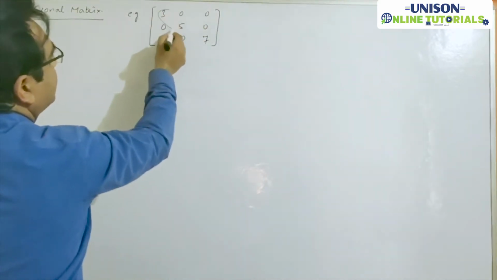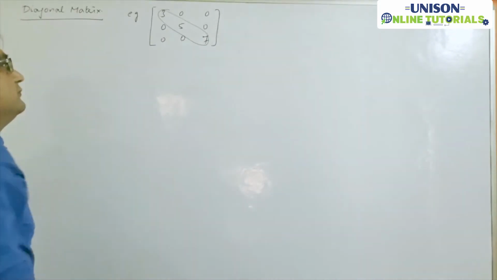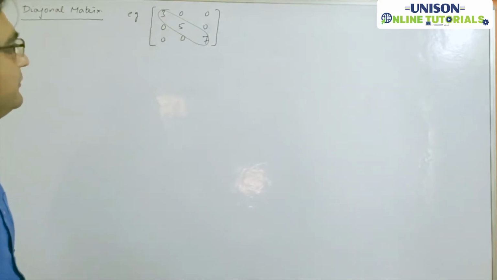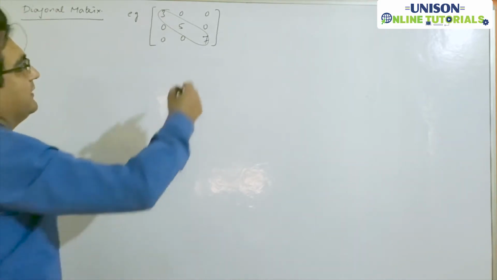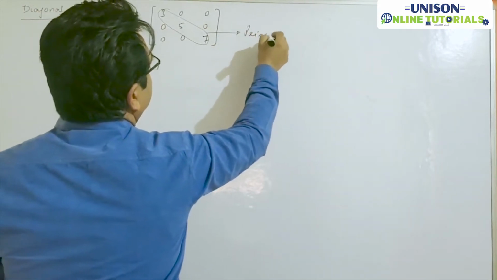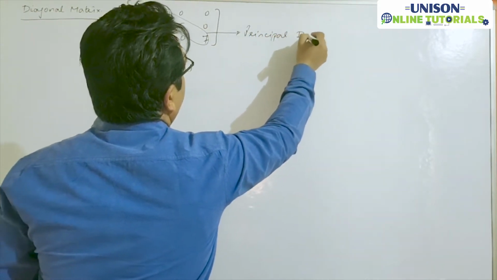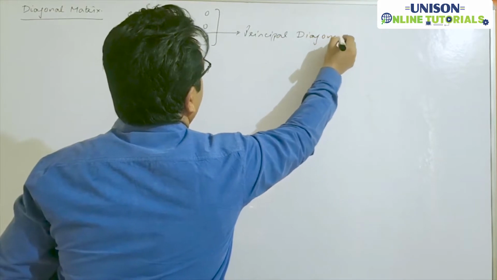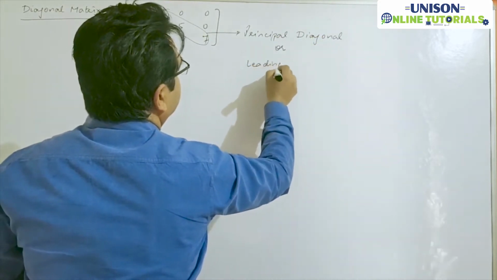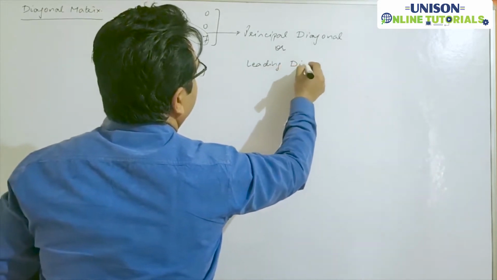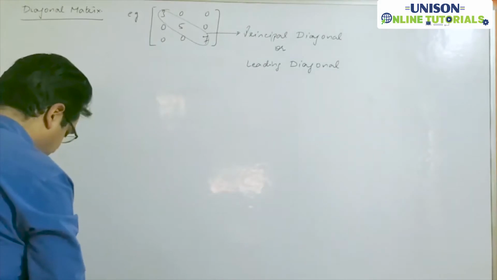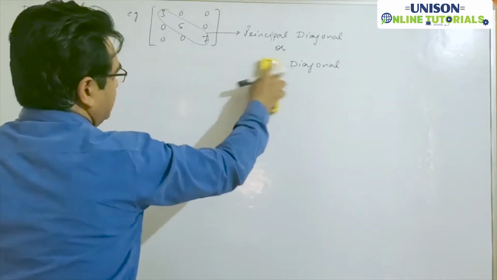So this is called a diagonal matrix when all other elements except the diagonal elements are zero. और ये भी बताया था आपको कि ये जो है this is called a principal diagonal. इसको हम प्रिंसिपल डायगोनल कहते हैं. We also call this a leading diagonal.